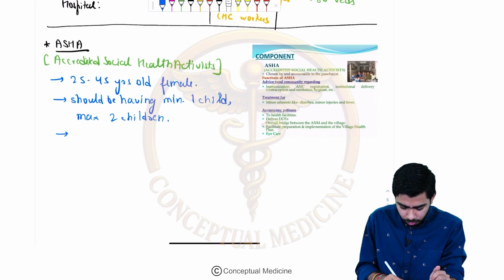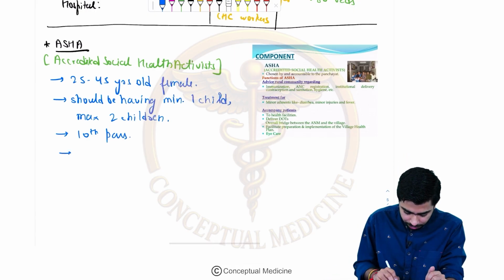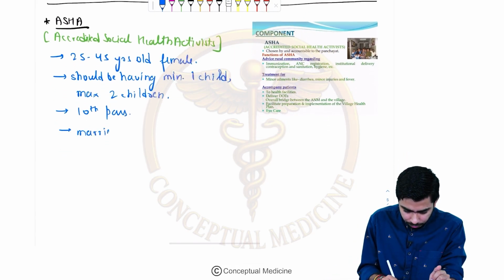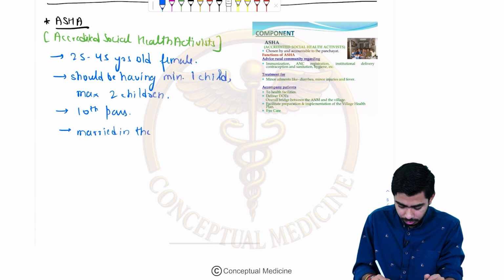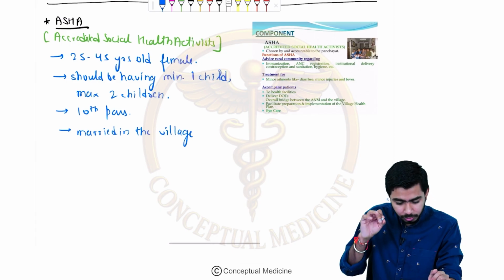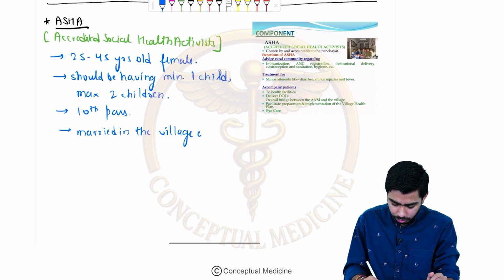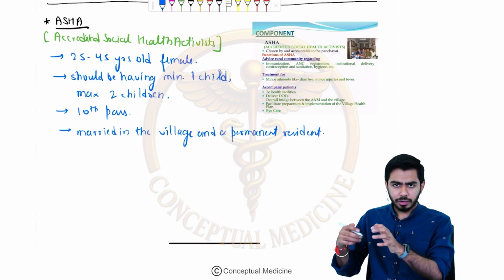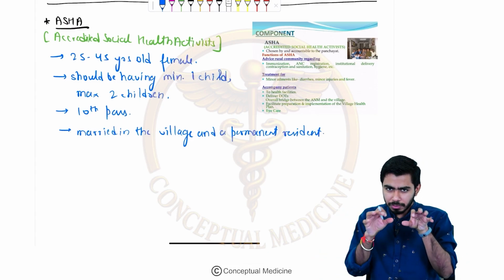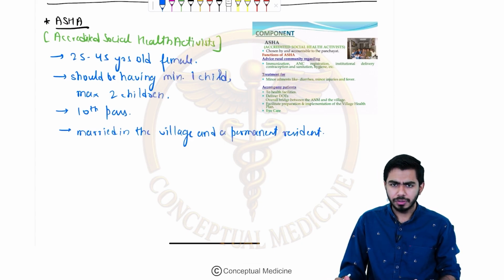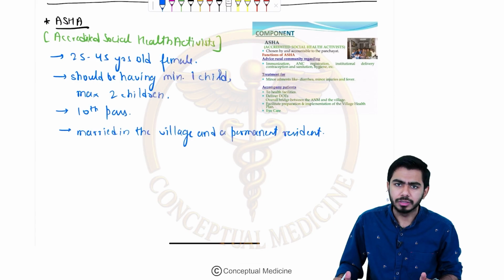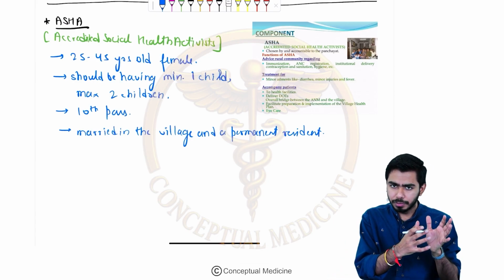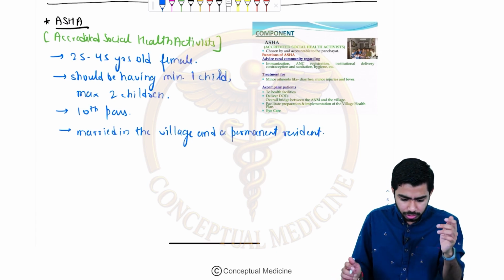Okay, so then what should be the qualification criteria? At least she should be 10th pass, and with that she should be married in the same village which she is taking care of. Marriage should happen in the same village, and she should be a permanent resident of that village, so that there is no problem with communication for the people living there, right? Because if she is a resident of that particular village, the communication will also be better among the people of the village and the ASHA worker, right? So that is the case over here.